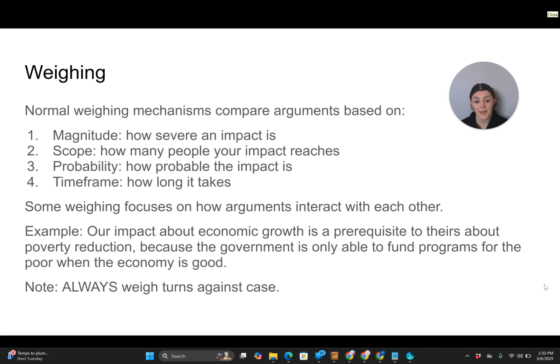I'm going to give you guys an example that I haven't given yet, and I want you to tell me which of the four categories it falls most into. Our impact about economic growth is a prerequisite to theirs about poverty reduction, because the government is only able to fund programs for the poor when the economy is good. I would make the argument of magnitude, because the magnitude of their argument is zero if you don't have my impacts first. Because you need this in order to access the opponent's argument, their magnitude is actually zero compared to mine, because mine comes first.